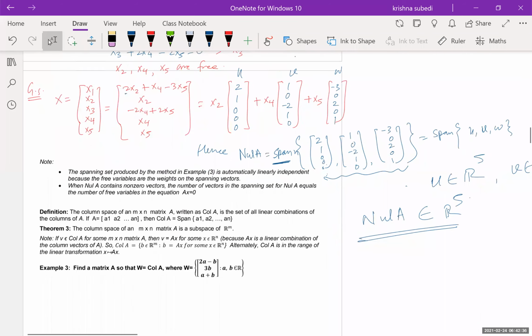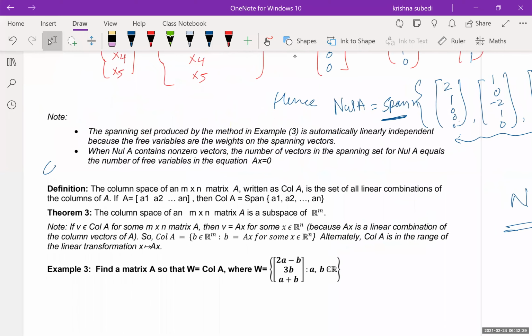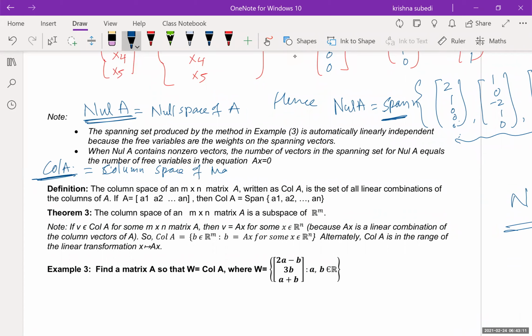Now let's talk about column space, the second important concept here. For column space, we simply write Col A. This means column space, like null space means you just write Null A. It means null space of A. In short, we just write Null A. In the same way, column space of A, in short, we write Col A, but actually it reads as column space of matrix A.